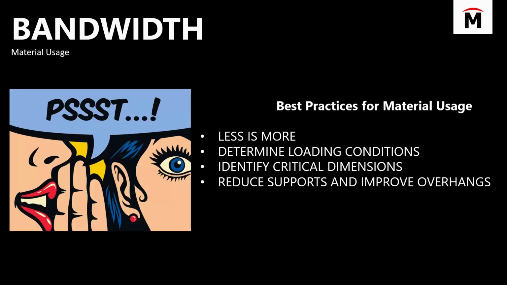And number 4, reduce supports and improve overhangs. This can be accomplished by using chamfers and fillets. Use the 45-degree rule to your advantage to reduce those supports, and consider shelling parts to reduce material in areas where strength may not be as important.